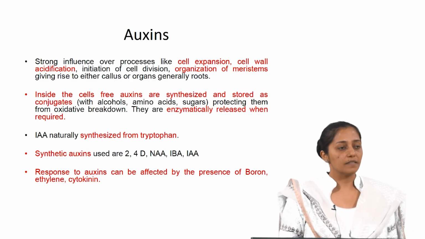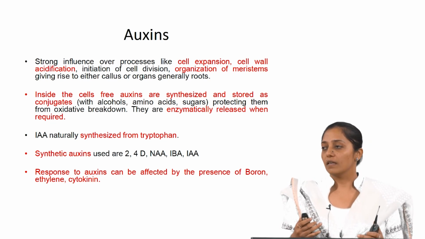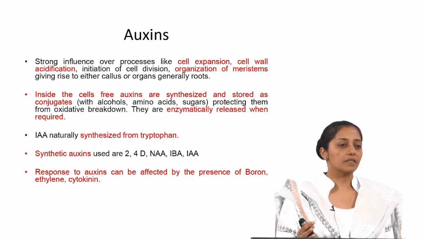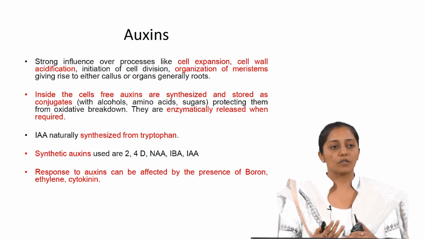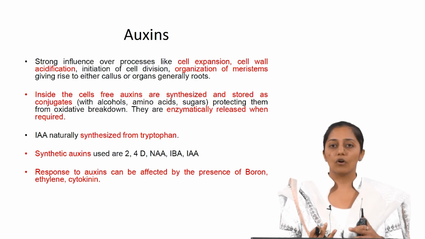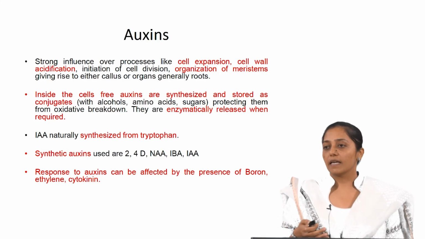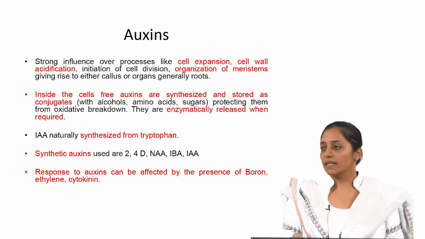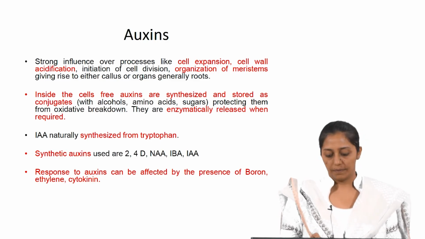Now inside the cells, the free auxins are synthesized and stored as conjugates. Now there is a purpose why auxins are stored as conjugates, so that they can be used later, otherwise free auxins can get broken down. So, in order to prevent their breakdown, they are stored as conjugates with amino acids or alcohols or sugars, thereby protecting them from oxidative breakdown, and whenever needed, it is an enzymatic process through which these auxins are set free in the cytoplasm or in the cell. Now, IAA, as I said, is a naturally occurring auxin which is synthesized from the tryptophan biosynthesis pathway.